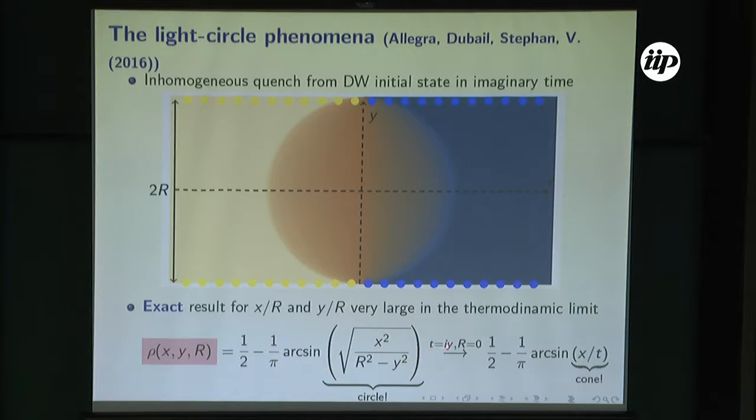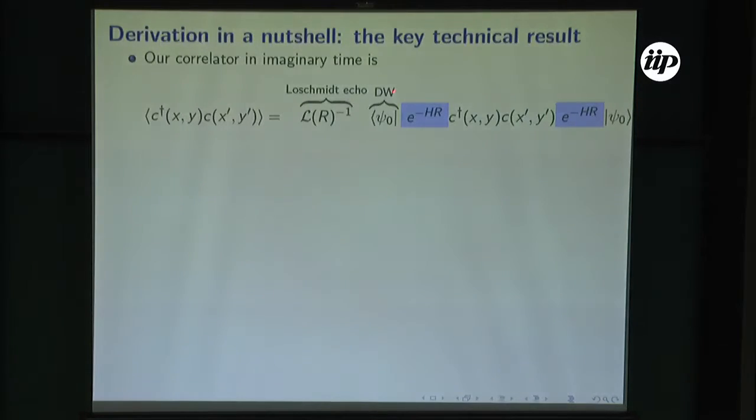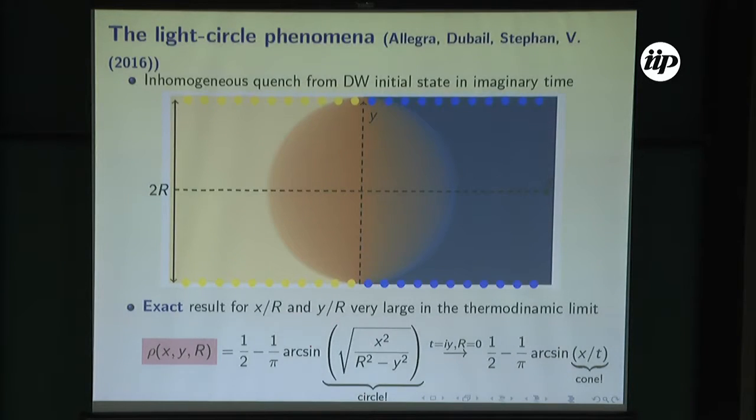Then you can also look back to the original problem from a new perspective. Now you can take t equal iy, R you set to 0, then you are formally back with quantum mechanics, and what you get for the density is arccosine of x over t, which is the exact result for the domain wall initial state on the XX chain. All right. So let me tell you briefly how you can compute this density in imaginary time.